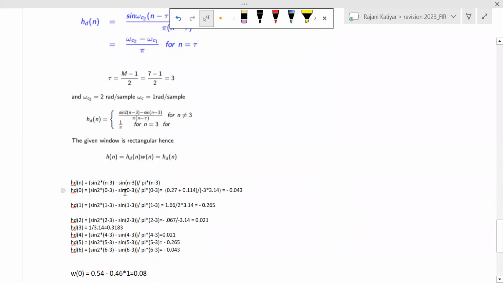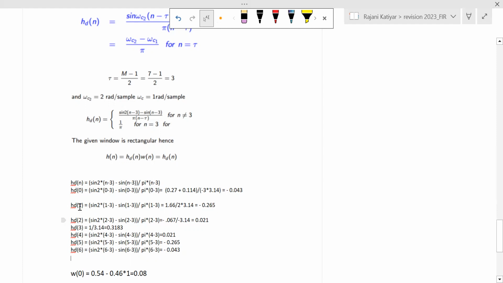While doing the calculation for HD0 till HD6, we will be keeping the calculator in radian mode, and the same thing will continue for window 2. When we simplify this equation, the value is coming as minus 0.043 for HD0. Similarly, for HD1, the equation becomes sin(ωc2(1 − τ)), that is 2 into (1 − 3), minus sin(ωc1(n − τ)), divided by π(n − τ). After simplifying, the value is coming as minus 0.265.